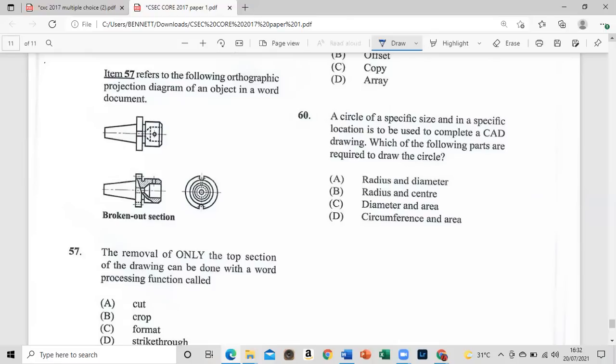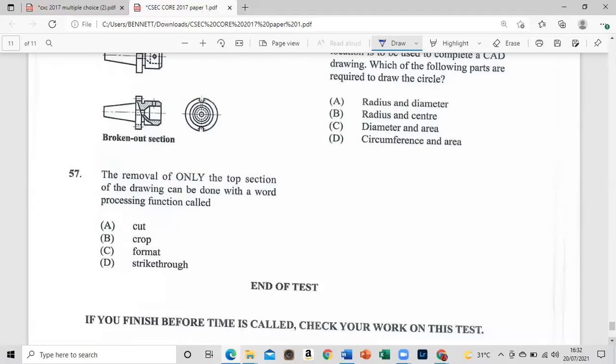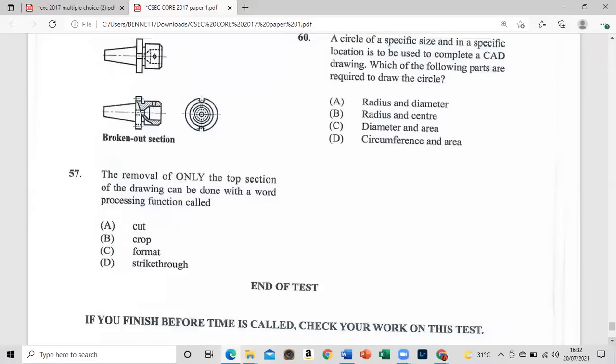57 refers to the following orthographic projection diagram of an object in the Word document. The removal of only the top section of the drawing can be done with a word processing function called, is it cut, crop, format, or strike through? And we all know you guys love to do this. Whoa, we see the end of the test, but we don't actually reach the end of the test yet. And that is cut.